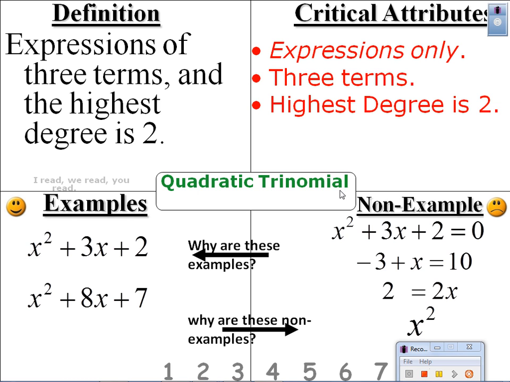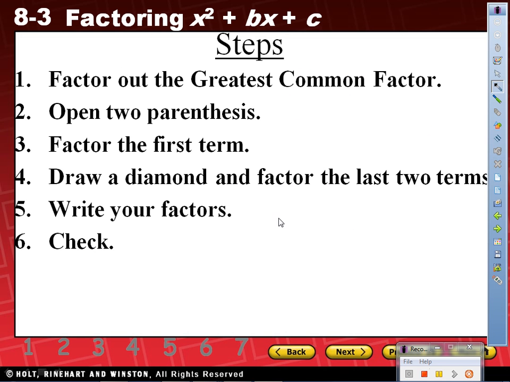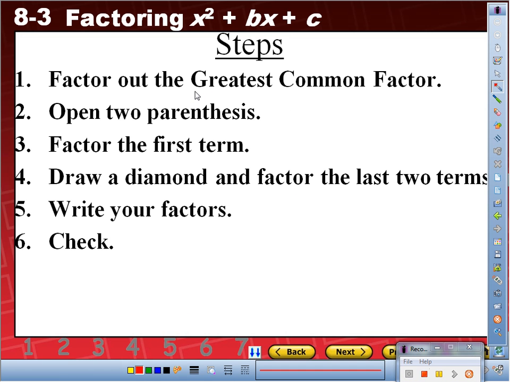Okay. Steps. Write these down. Now, as you notice, throughout the year we've been evolving on the processes. The steps have increased. We went from 2 steps at the beginning of the year, to 3 steps, to 4, to 5, and now we are at 6. Copy this down, 6 steps. Step number 1, factor out the GCF, the greatest common factor. And like I said, for this one, you can abbreviate. Instead of writing the entire thing, greatest common factor, you can write just GCF.